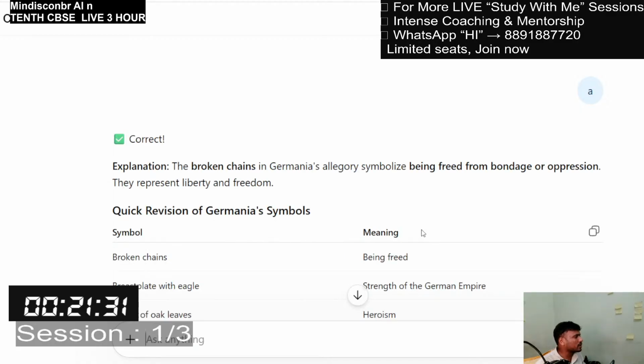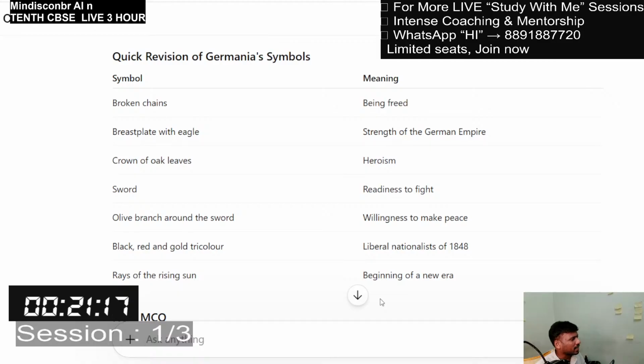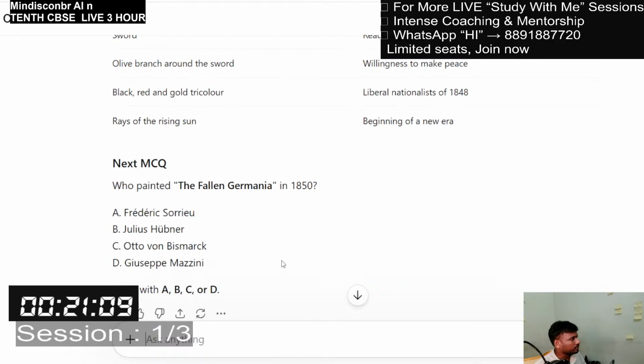Quick revision of Germania's symbols. Broken chains, being freed. Breastplate with eagle, strength of the German Empire. Crown of oak leaves, heroism. Sword, readiness to fight. Olive branch around the sword, willingness to make peace. Black, red, and gold tricolor, liberal nationalists of 1848. Rays of the rising sun, beginning of a new era.